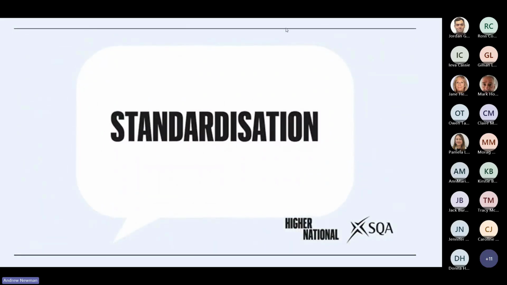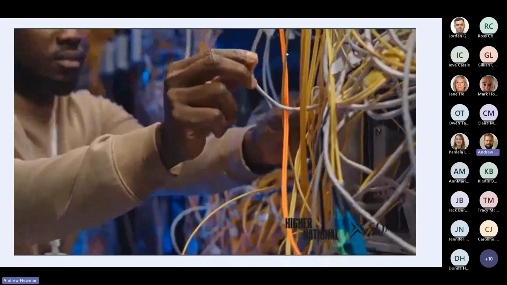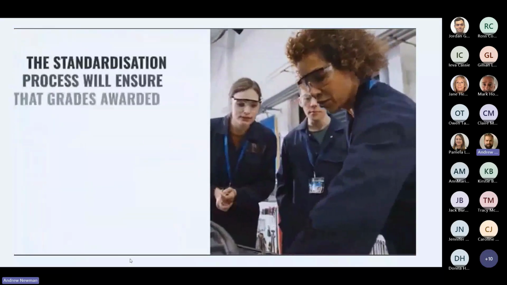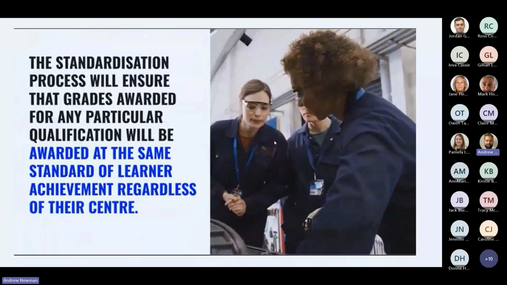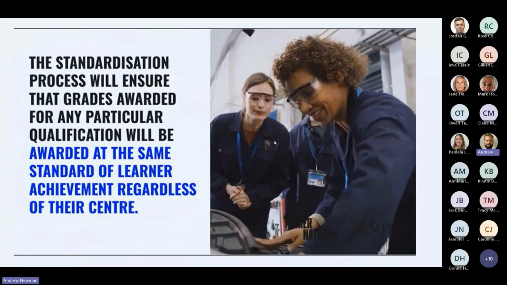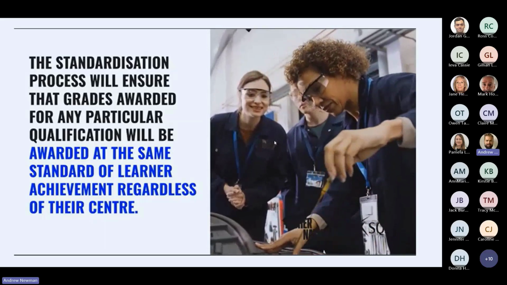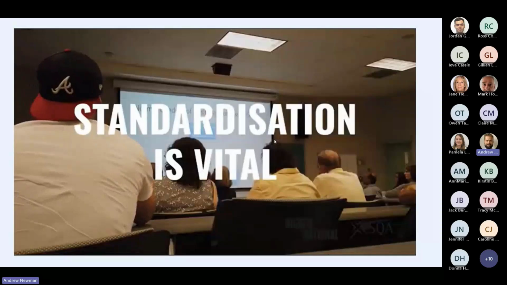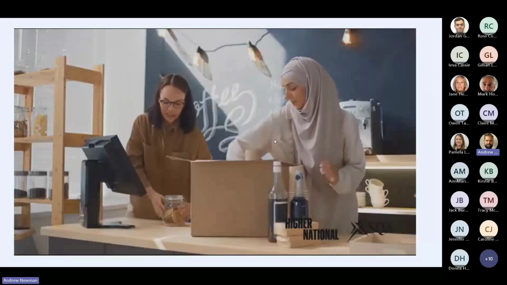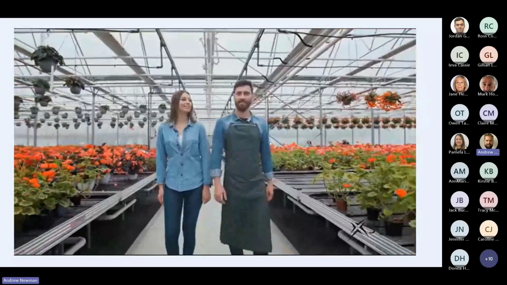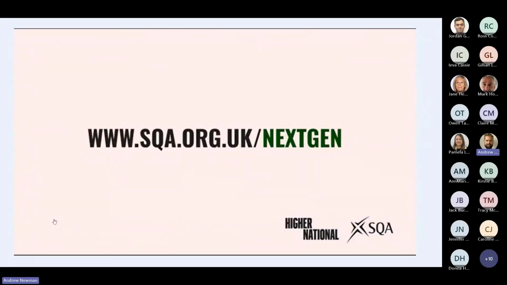Alongside this, we have identified a requirement for a national standardisation process, which will be applied to all NextGen HN qualifications. The standardisation process will ensure that grades awarded for any particular qualification will be awarded at the same standard of learner achievement regardless of their centre. Standardisation is vital, as it will ensure the qualifications deliver on their design principles and support learners as they progress to their next stage.